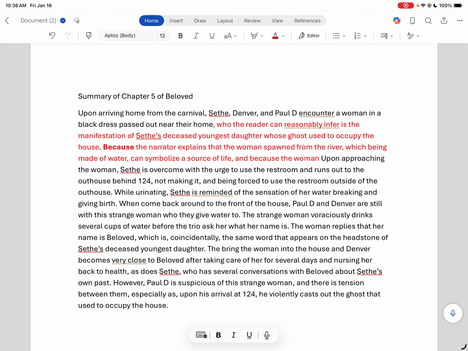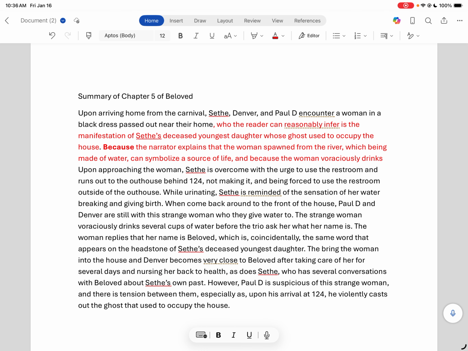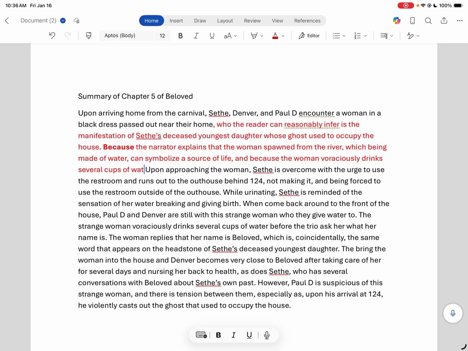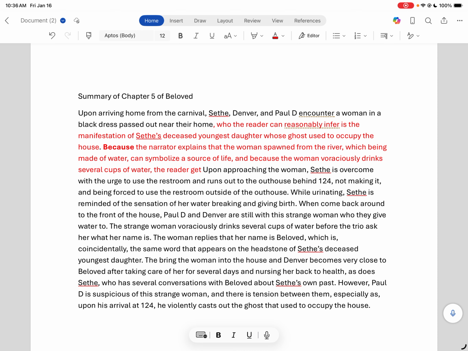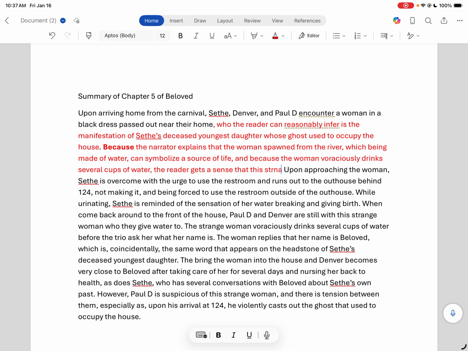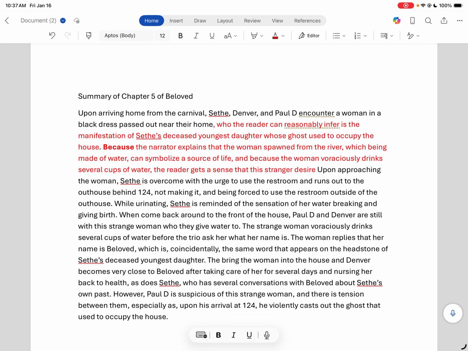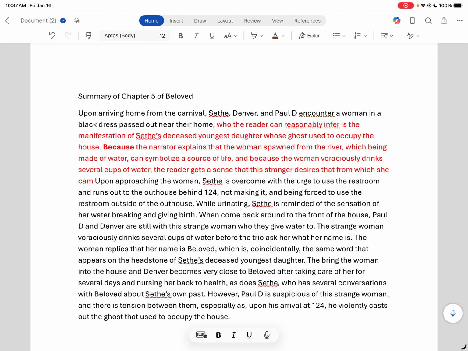because the woman voraciously drinks several cups of water, the reader gets a sense that this stranger desires that from which she came. Okay, so she came from a river. She stepped out of the river, and after she passes out and they find her, she voraciously has this desire, this insatiable thirst for water. So she wants the thing that she came from. She came from water, and then she wants water.